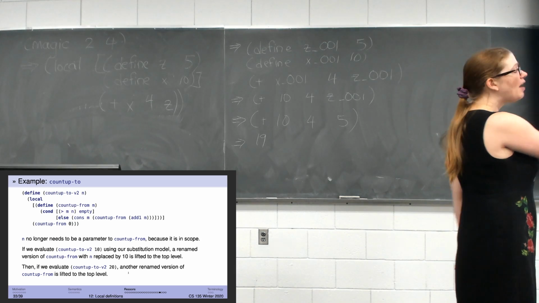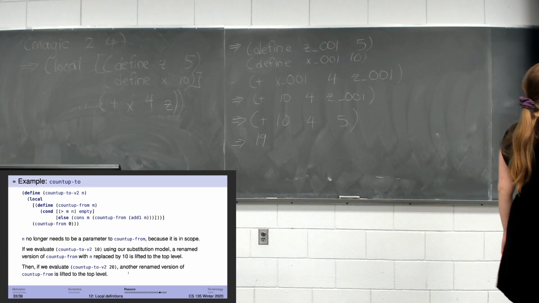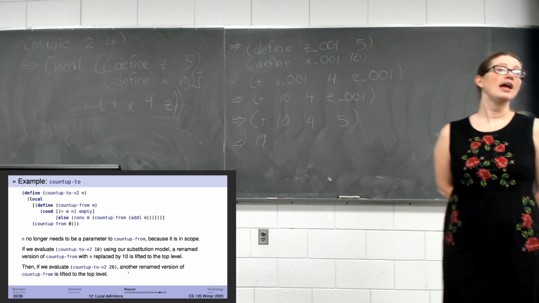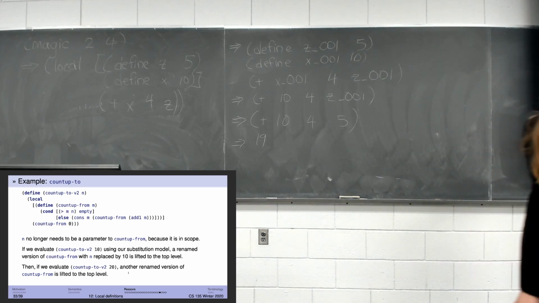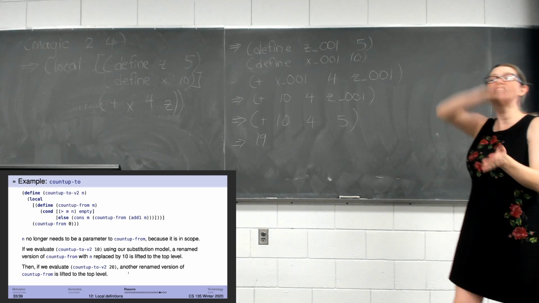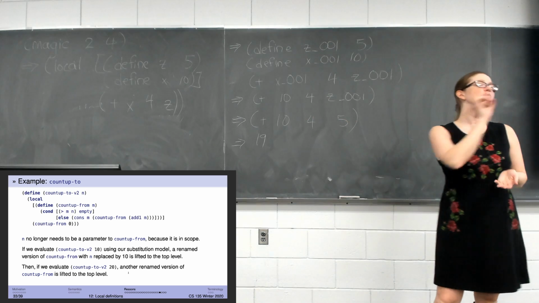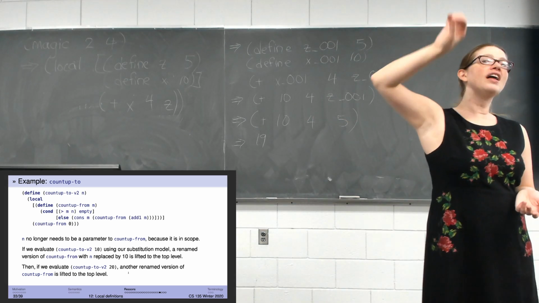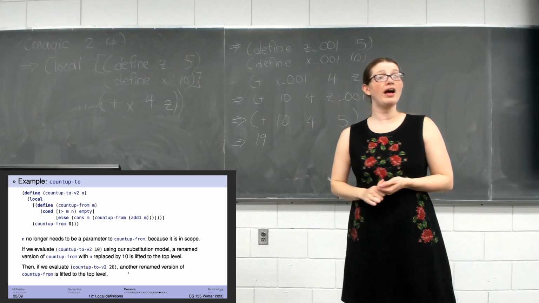So I take that count up to from and I encapsulate it, but you'll notice that its encapsulated version has a single argument instead of two. Here's the thing. We are counting up from m to n. N is the argument for count up to. N is an argument to this function, which means the scope of n is the entire body of the function, which means n is not only defined in the function, it's actually available for use inside the local as well.